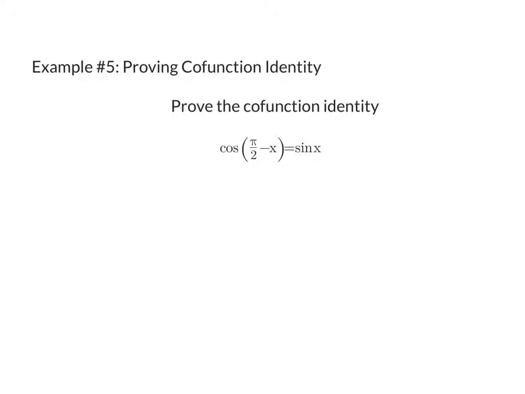So in example 5, proving a cofunction identity, our first priority in this problem is to prove the cofunction identity that we see below. As a reminder, we're going to try and prove that the left side equals the right-hand side. Again, that's the cofunction identity, and we want to prove that it equals sine. You can actually use a difference formula to do that.